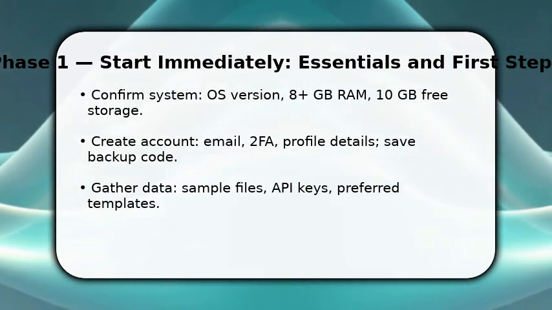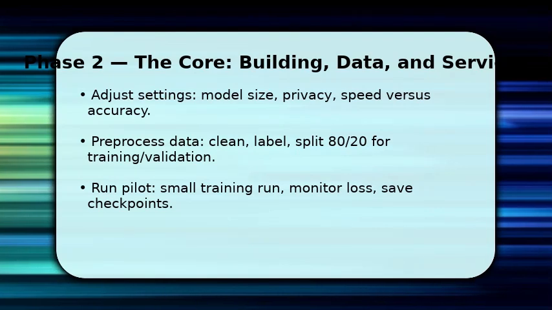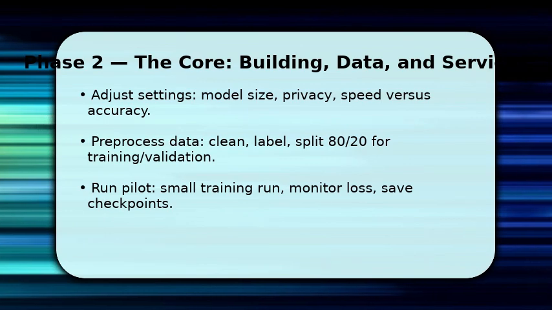Now configure the core options and begin training or tuning. You choose model size and trade off speed versus accuracy because that determines cost and latency. Next, clean and label your data, remove duplicates and split it properly, typically 80/20 for training versus validation.